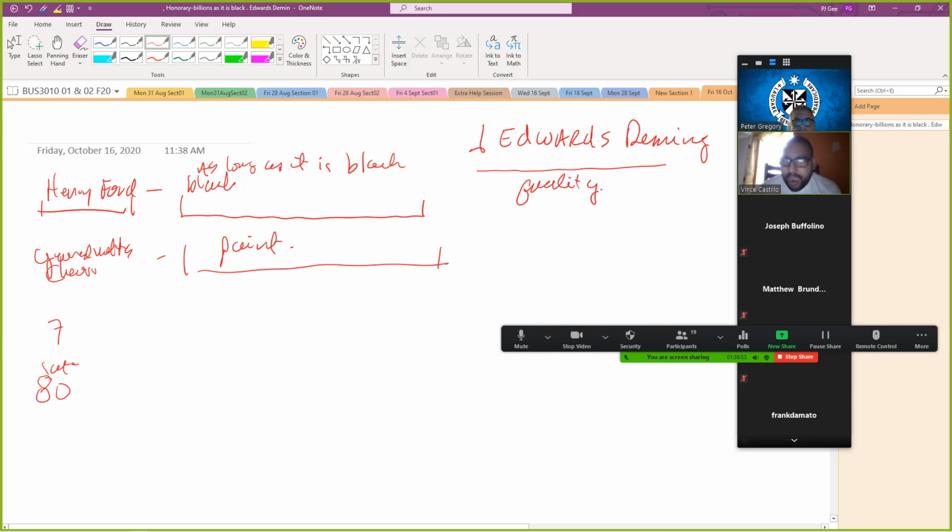So the downfall to Henry Ford was that he wanted the color of the car to be black. He had no competition, right? He had no competition, so he's like, yeah, why offer colors when we don't need to, right? And then the downfall to Chevrolet.